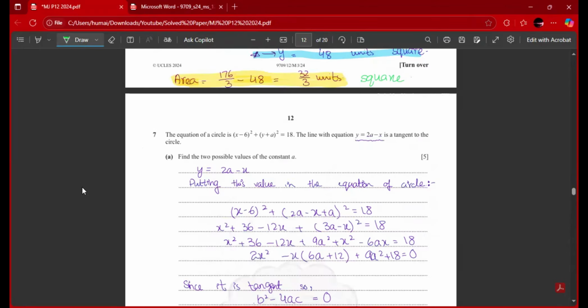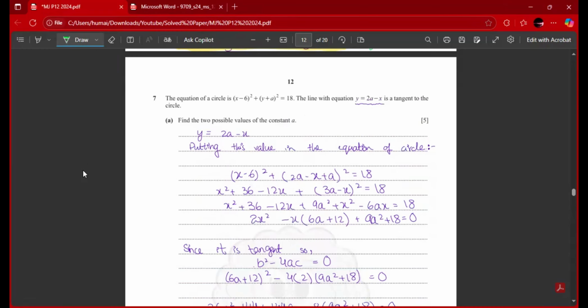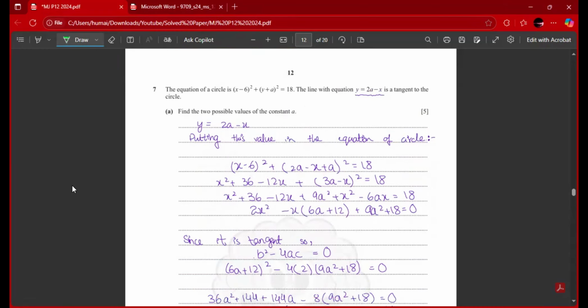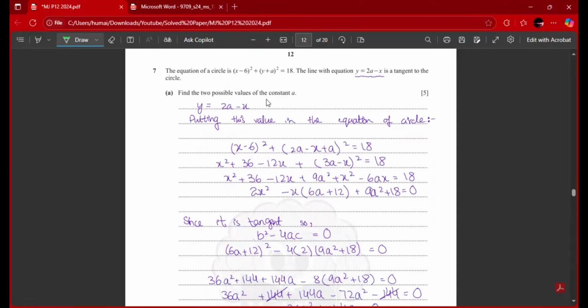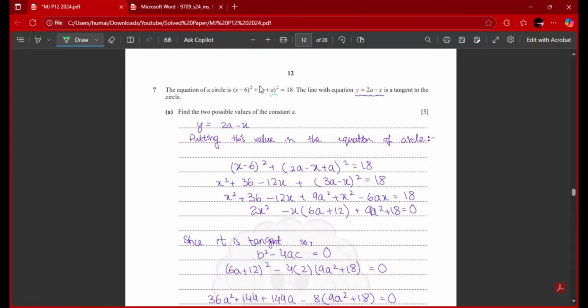Question number 7. The equation of a circle is given and a line is given. Oh, I hate this question already. Find the two possible values of constant A. This value of A is our center, and this value of A also denotes the y-intercept for the line.